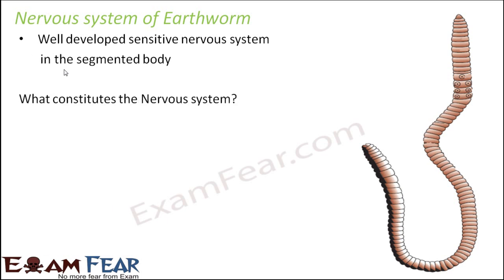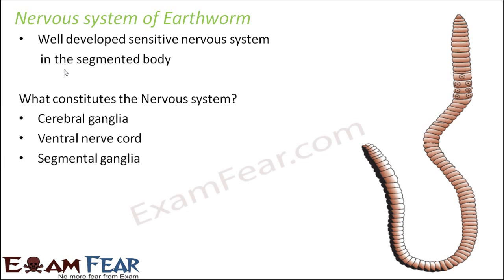Now, what constitutes the nervous system? What are the important parts of the nervous system? Cerebral ganglia, ventral nerve cord, segmental ganglia. These are the three important parts of the nervous system. Now, a ganglion is nothing but a sort of brain. I mean, a very advanced or completely developed ganglion came to be known as a brain. So these are the cerebral ganglia, ventral nerve cord and segmental ganglia. We will quickly see where each of these are located.